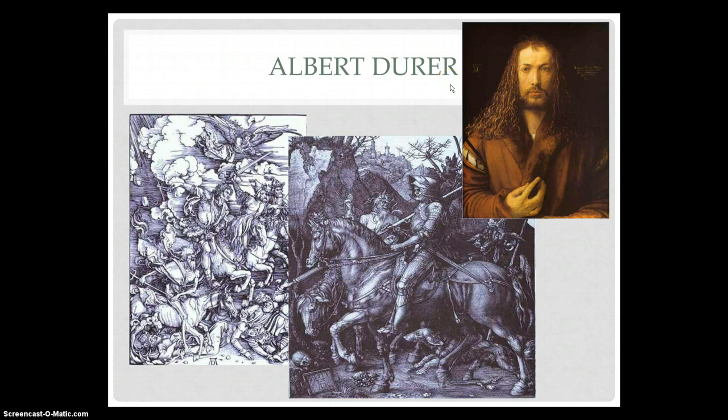He was the first Northern artist to master the Italian Renaissance techniques of proportion, perspective, and modeling. Some other notable works include St. Jerome, Knight, Death, and the Devil, which we have just pointed out, and also the Four Apostles, which is right here. He was also kind of obsessed with his own image, and he is known for a series of self-portraits.